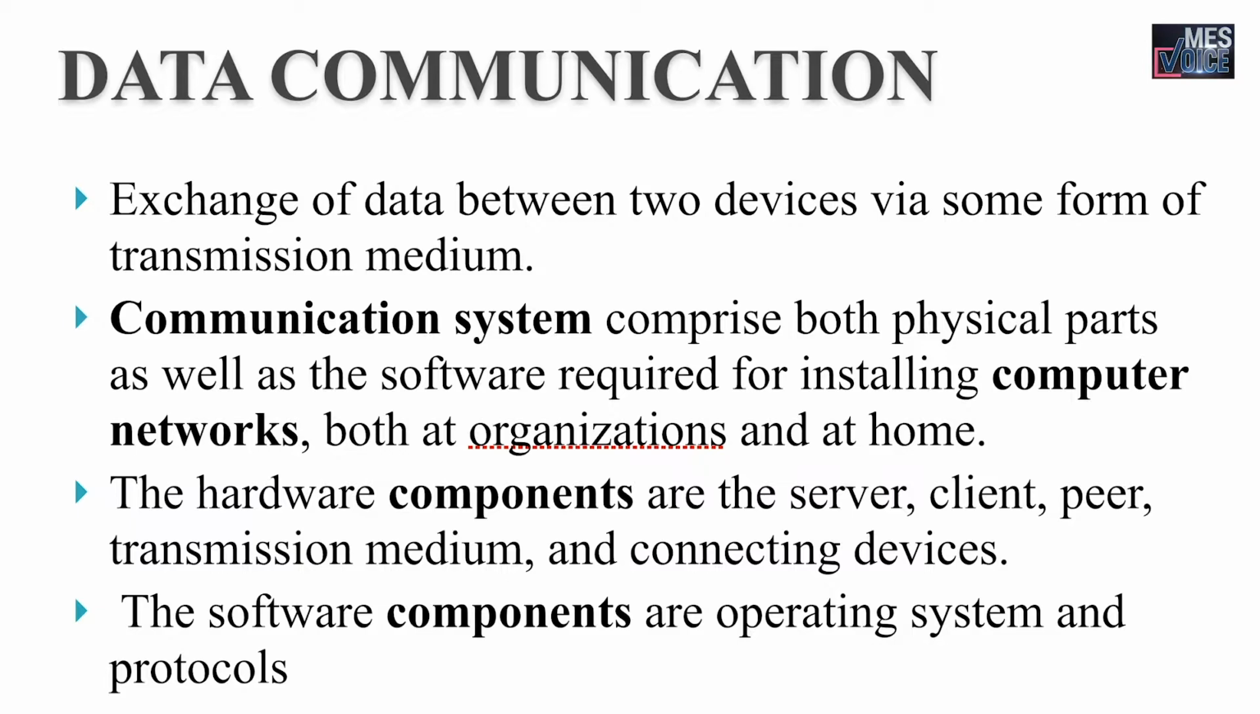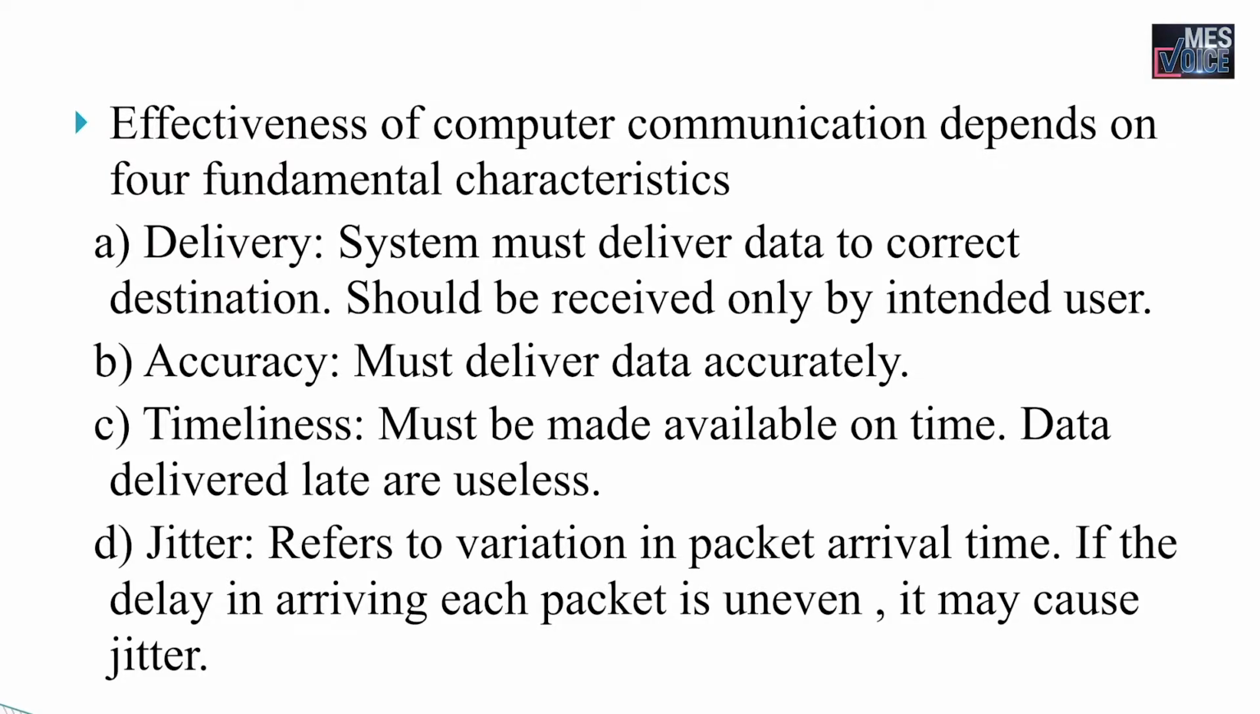The hardware components include the server, client, peer, the transmission medium and the connecting devices. The software components include the operating system and the protocols. The effectiveness of a computer communication depends on four fundamental characteristics. The first characteristic feature is the delivery. The communication system must deliver the data to the correct destination.